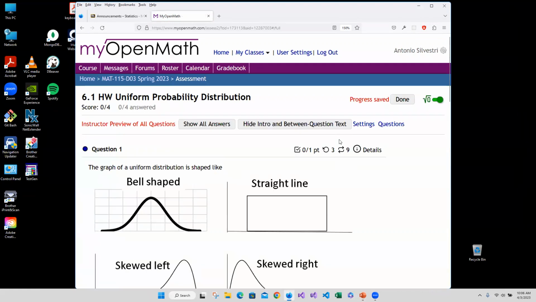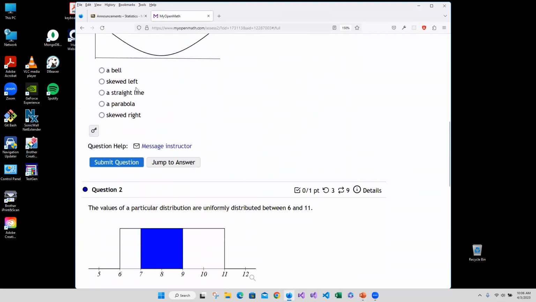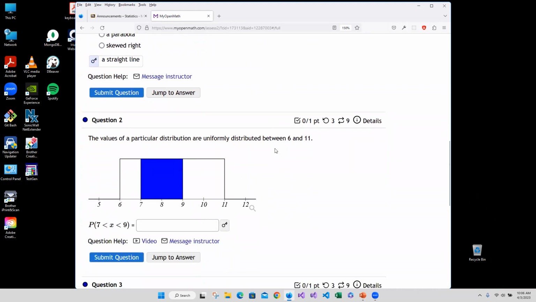Fantastic. The graph of a uniform distribution is a straight line. You saw in that slide, it was just a straight line. Where's the straight line? Right there. Okay, got that right. Perfect. Thank you.